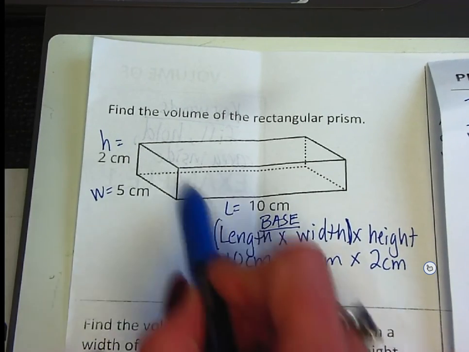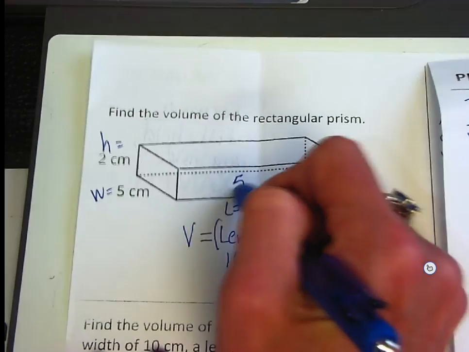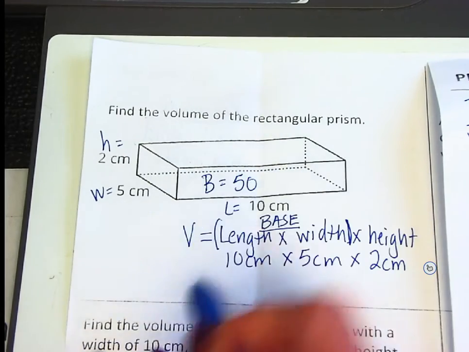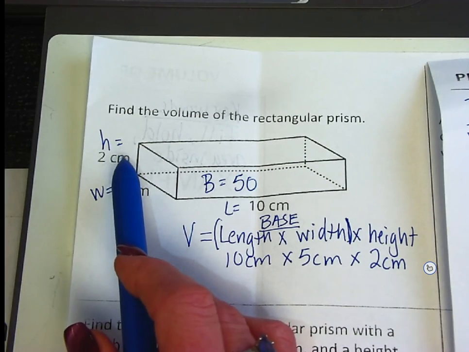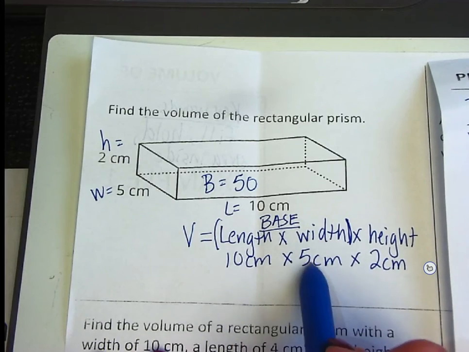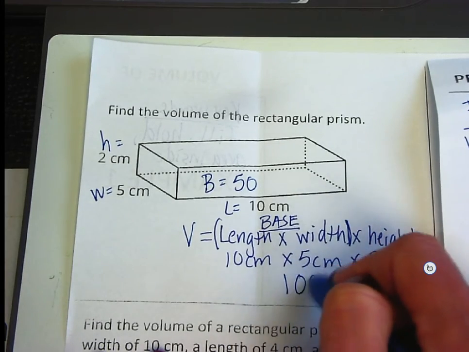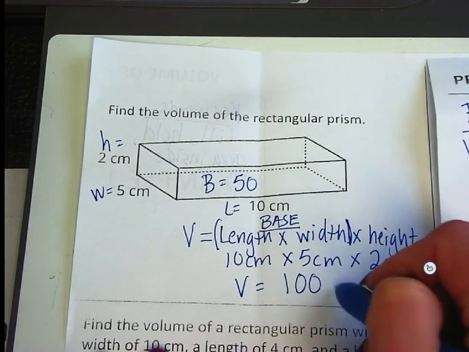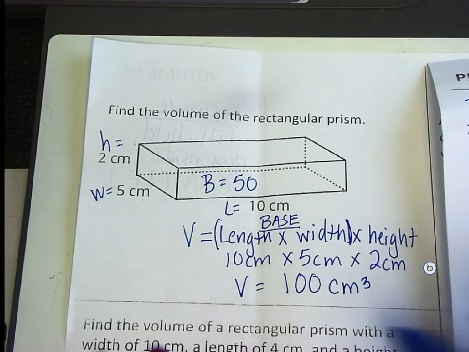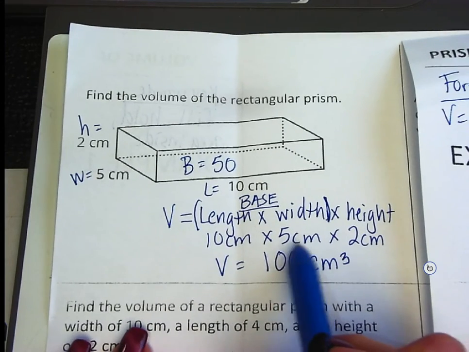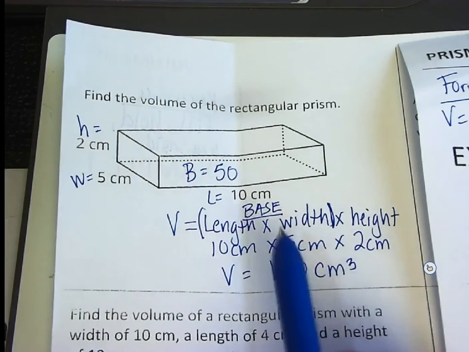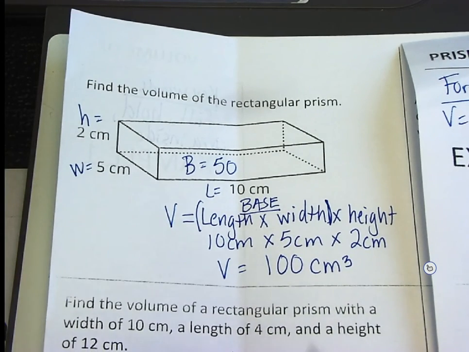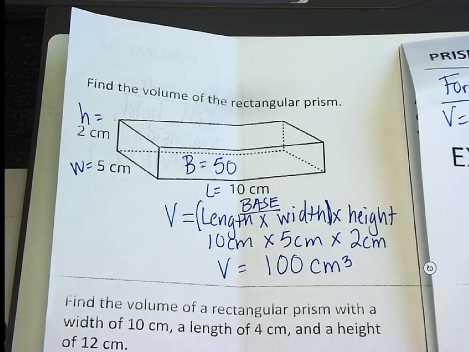So the 10 times 5, this is 50, right? The area of my base is 50. But in order to get the volume, how much it will hold, I have to multiply that by the height. So 50 times 2, our volume would be equal to 100 cubic centimeters. And it's cubic because you're multiplying centimeter times centimeter times centimeter. So this is just a simple example. You guys have learned this before of how to find volume.